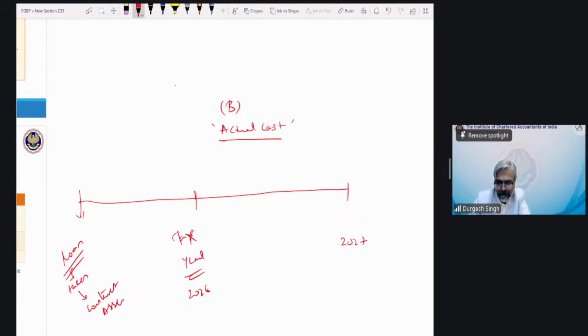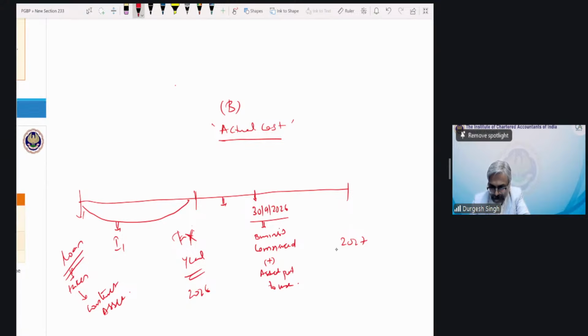To construct the asset. From this to this period, I1, interest 1, loan 1, interest 1 has been incurred. Thereafter, what has happened here? Students, on 30th September 2026, the business got commenced, and the asset was put to use.